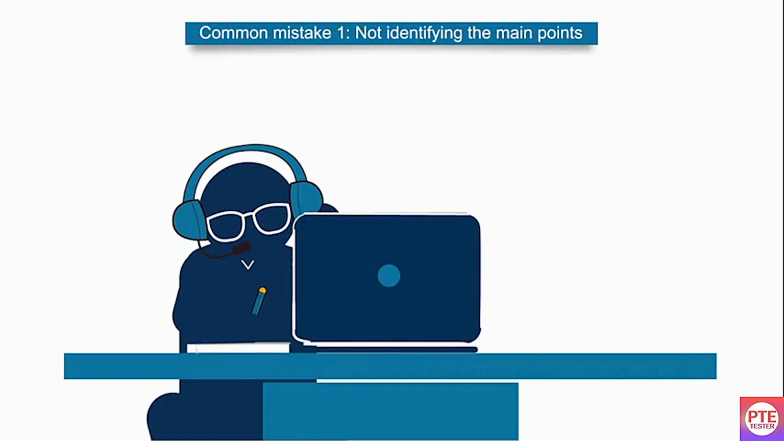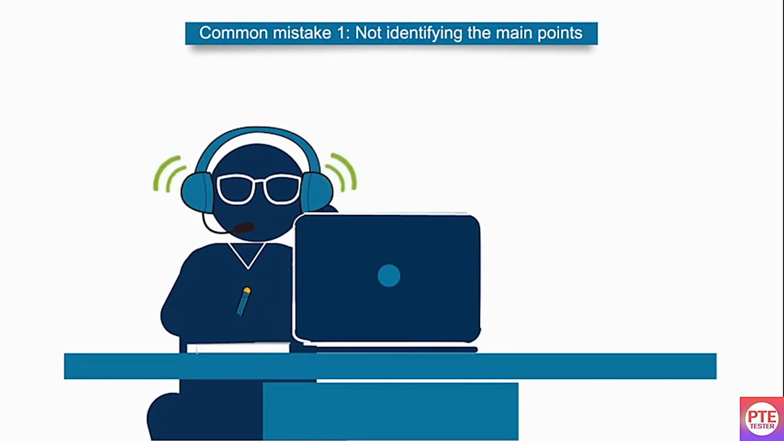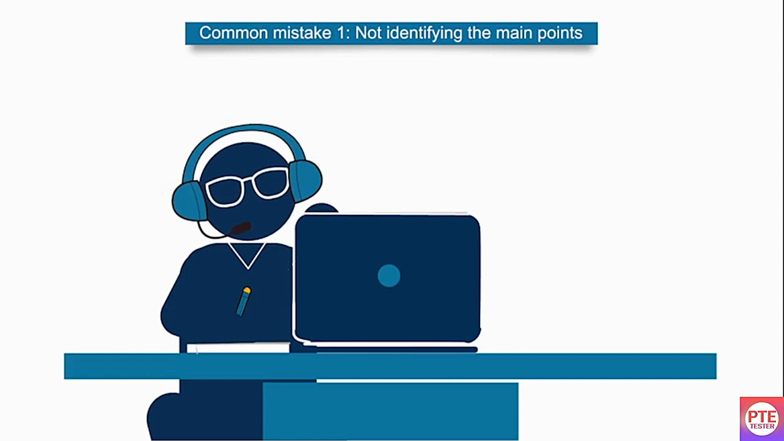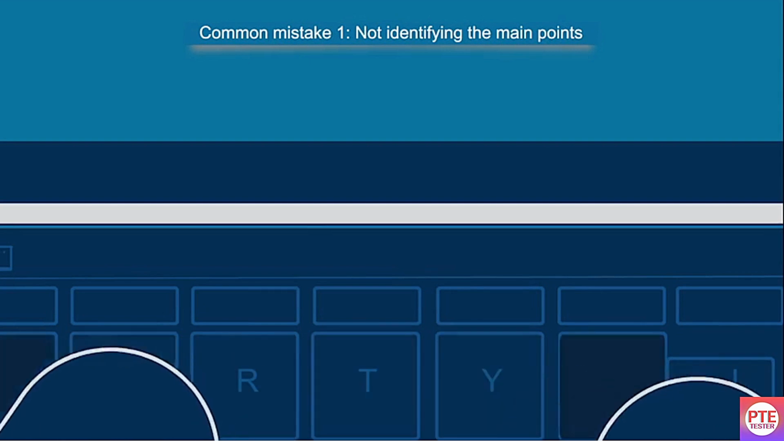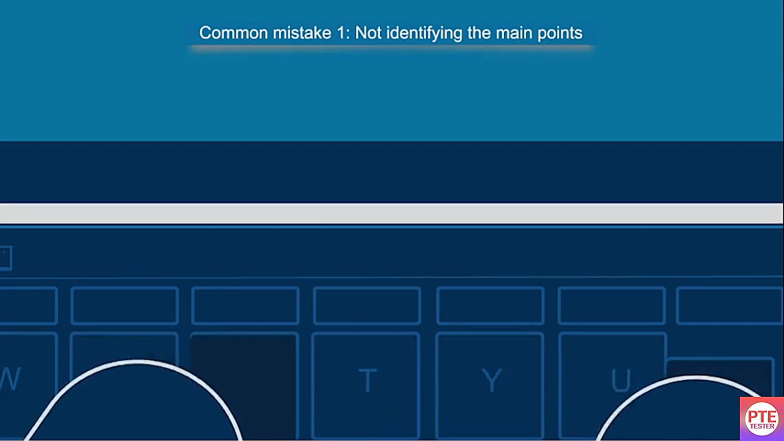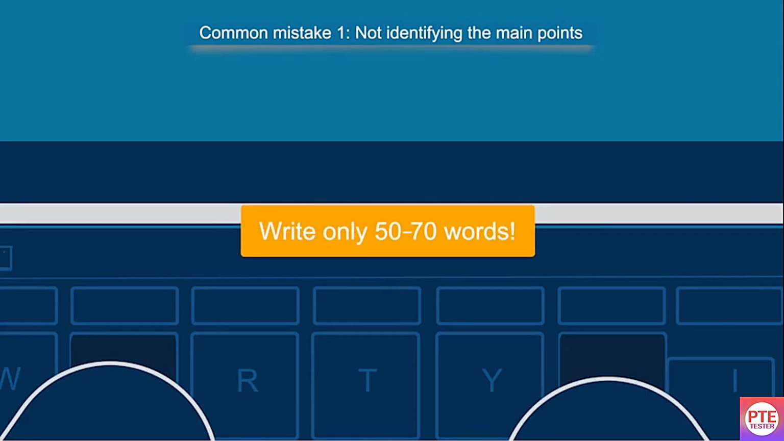You should not note down every word you hear. You will miss important information if you try to listen and write every detail at the same time. Neither should you try to mention every idea you heard. Base your summary around the main ideas. You can only write 50 to 70 words, so you won't be able to include everything.